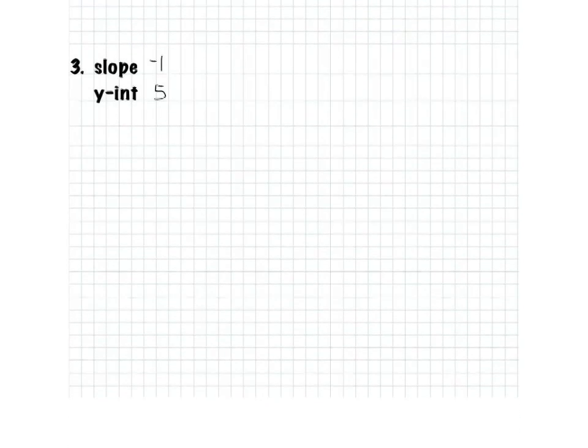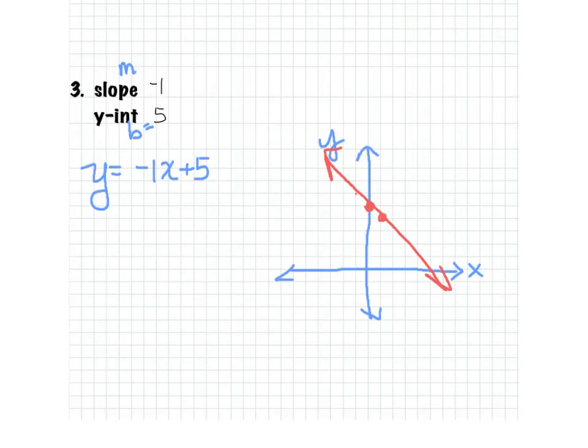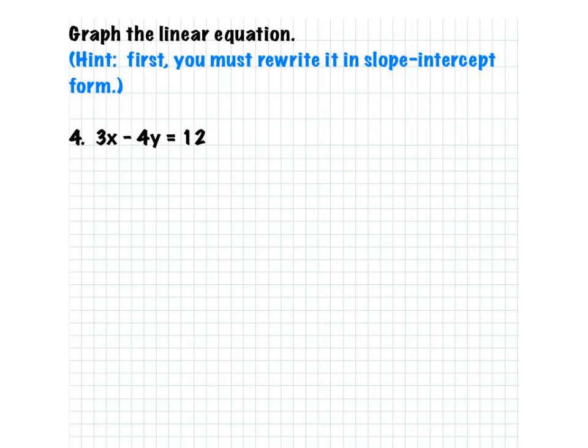Okay. Number 3 on your own. Pause the video now. Okay, the equation reads y equals negative 1x plus 5. And that negative 1 doesn't need to be there. It could also be y equals negative x plus 5. So your y-intercept is at positive 5, and your slope is at negative 1 over 1. So you go down 1 to the right 1, up 1 to the left 1. Okay? Okay, here we go.